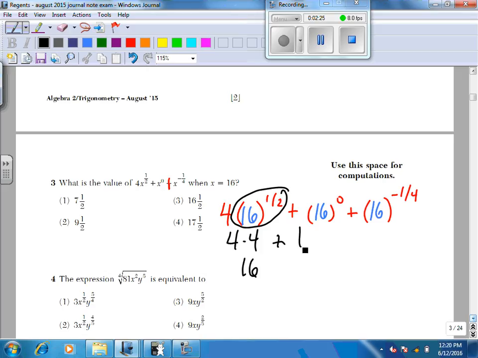Anything to the 0 power is 1. 16 to the -1/4 is the same as 1 over 16 to the positive 1/4, which is the same as 1 over the 4th root of 16, which is 2. 16 plus 1 is 17. 17 plus a half is 17 and a half.